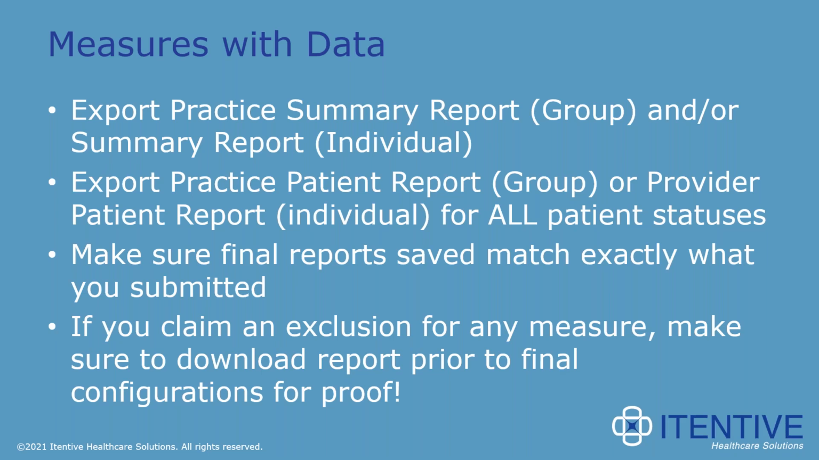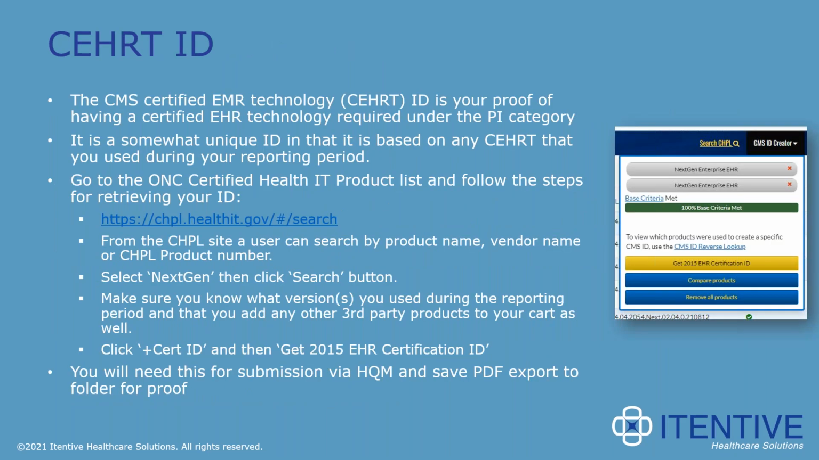Also, some of the PI measures have exclusions. For instance, if you prescribe less than 100 prescriptions, you don't need to report on that ERX measure, and you can claim an exclusion. But if you claim an exclusion, you would want to run your PI report showing the denominator was under 100 before you remove it from your HQM configurations, so you have proof that it was under 100 and you were allowed to claim that exclusion. The same idea goes for the HIE send or HIE receive.